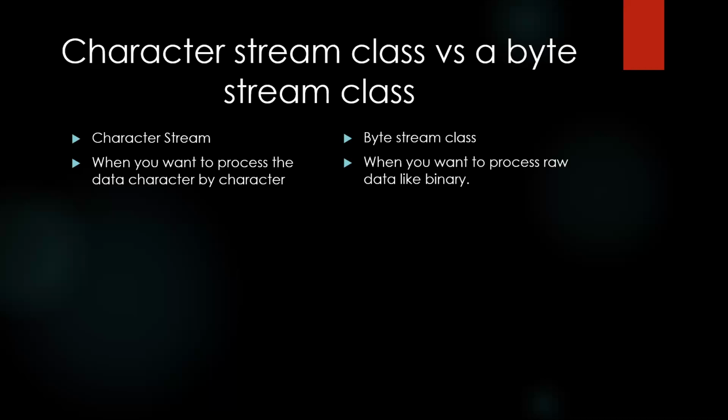A character stream class versus a byte stream class. Character streams are for when you want to be able to write or read data character by character. This is nice when you have a big text file, but it only has characters in it. Now, if your text file has numbers in it or other raw data, you want to use a byte stream class.